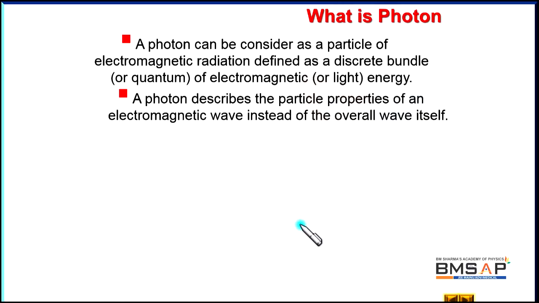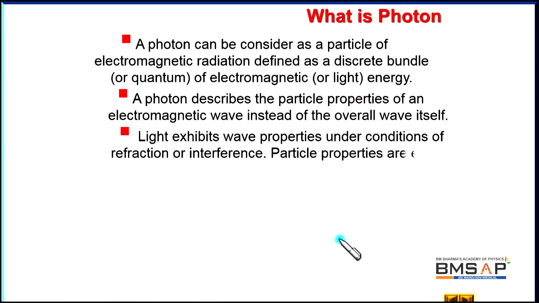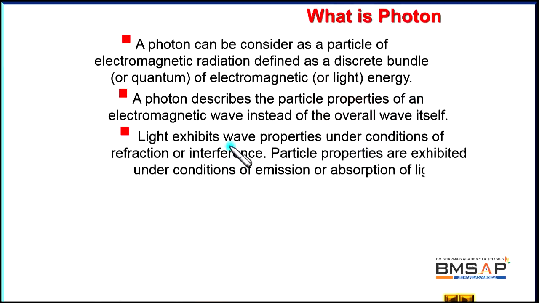Okay. The modern photon concept was developed by Albert Einstein to explain the photoelectric effect, in which he proposed the existence of discrete energy packets during the transmission of light. The third point about the photon is that light exhibits wave properties under the conditions of refraction and interference, and particle properties under the conditions of emission and absorption of light, right. These are three important properties about the photon.